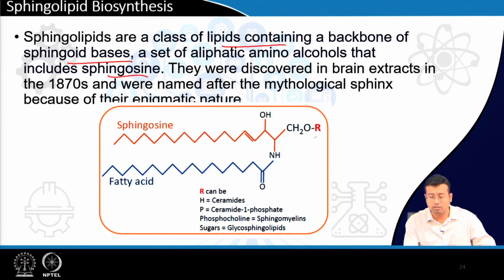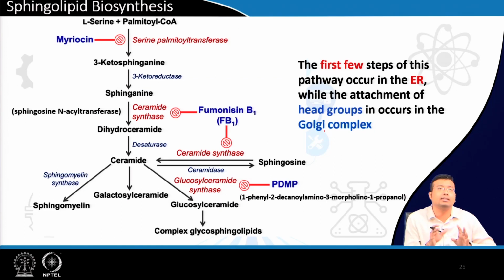This is the basic structure of sphingolipid, where the R can be a hydrogen group, then it will be known as ceramide. The R can be a phosphate group, then it will become ceramide 1 phosphate. The R can be a phosphocholine, it will be sphingomyelin. R can be sugar, it can be glycosphingolipid, irrespective of the structure. So, we will not be going into structural detail, we will be just seeing the overview of the important enzymes and the inhibitors that are involved in sphingolipid biosynthesis.